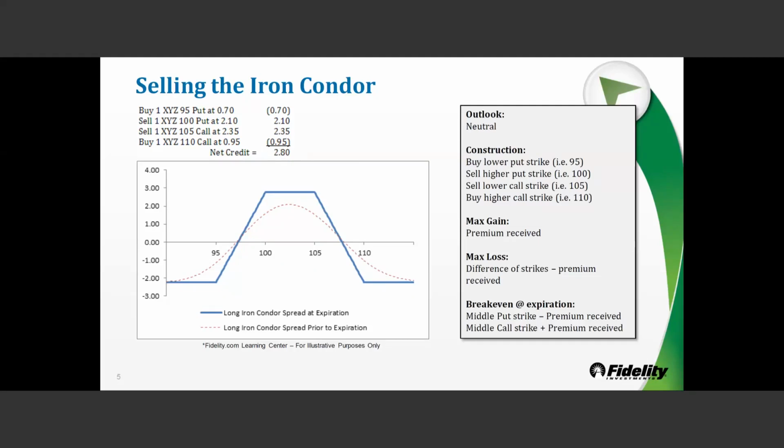The 20 delta covered call is going to give you less premium, but a better chance of going out of the money, compared to a 35 delta call, which is going to give you more premium, but a higher chance of going in the money. So similar to that. Exactly.